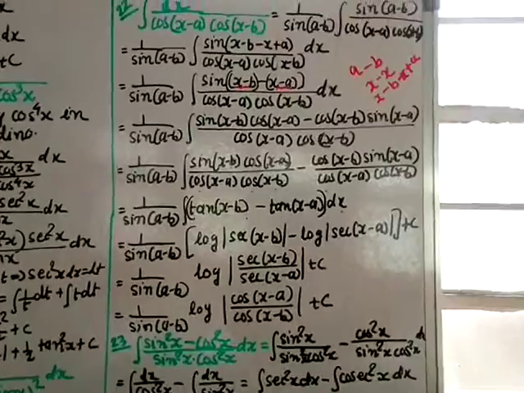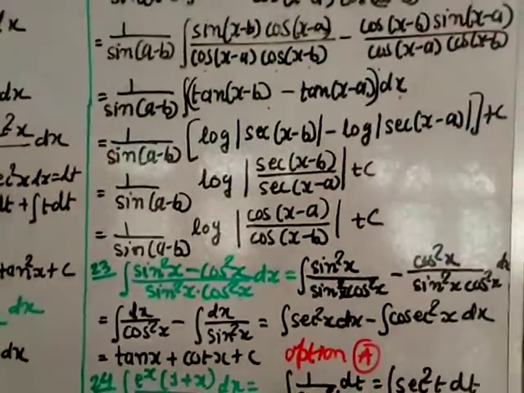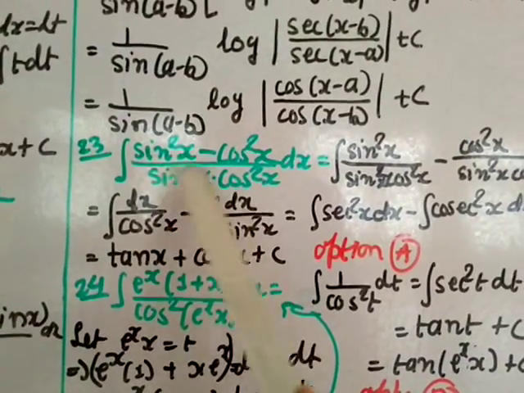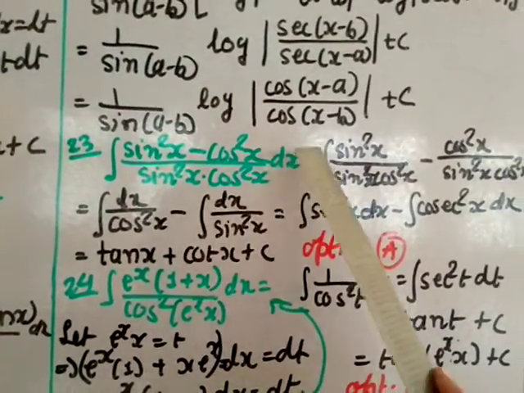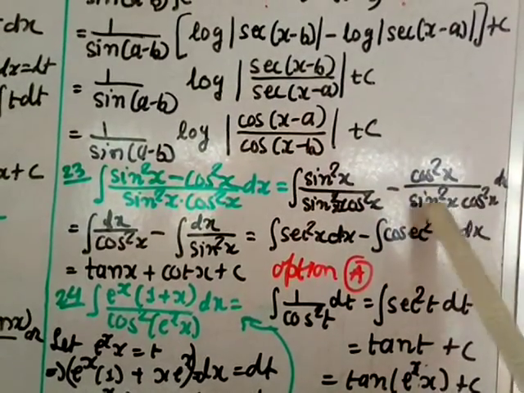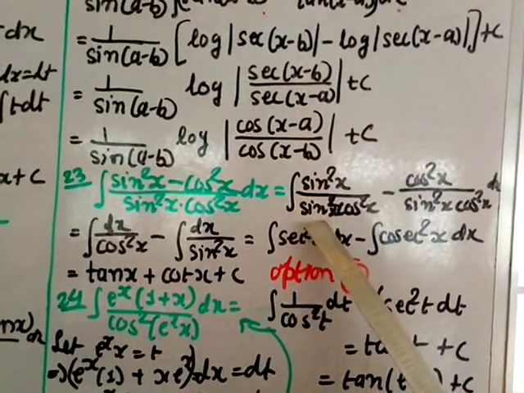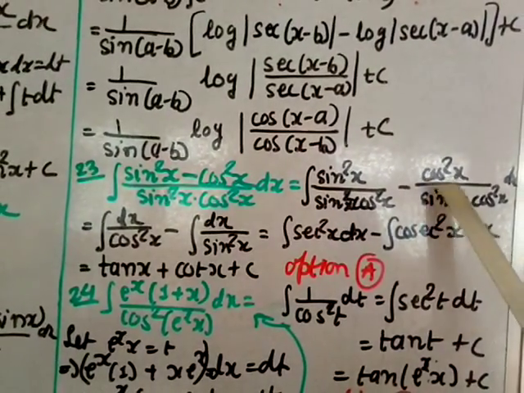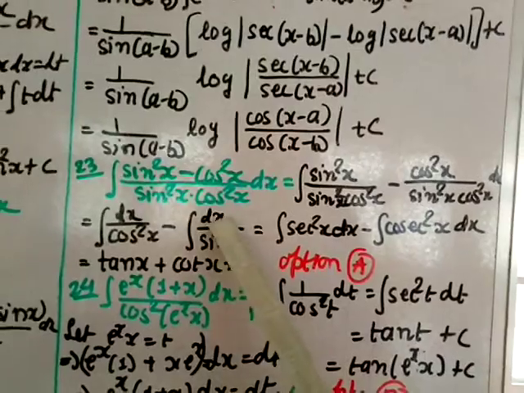Question number 23. Integral of (sin square x minus cos square x) divided by sin square x cos square x. Divide each term by the denominator. So integral sin square x divided by sin square x cos square x, minus cos square x over sin square x cos square x. Sin square cancels, here remains 1 by cos square, so dx by cos square x. Here cos square cancels, so here remains 1 by sin square, so dx by sin square x.